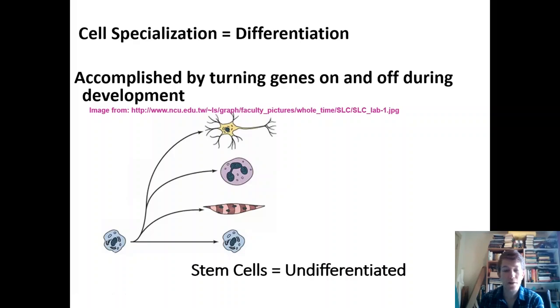The very first cell that makes you, the fertilized egg, which is made of an egg and a sperm, is a type of pluripotent stem cell, which means it is capable of turning into any kind of cell in the body. There are some kinds of stem cells that can turn into some kinds of cells but not others. For instance, you have stem cells that could turn into any kind of blood cell, but they can't turn into other things.